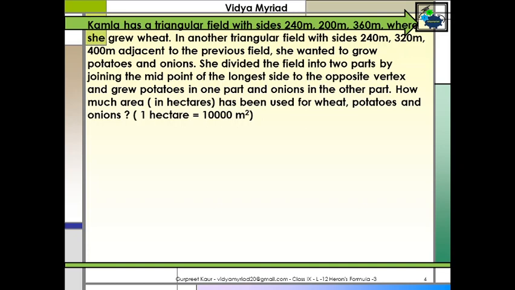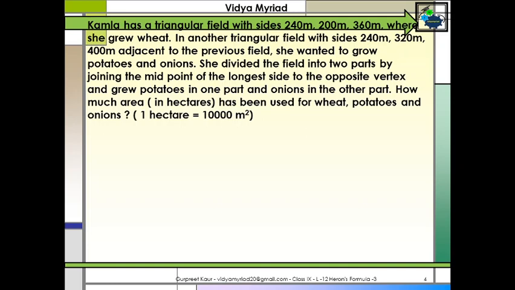Next question, it's very important. It's regarding Kamla who wants to grow wheat, and certain dimensions are there. There is another triangular field with 3 sides given, and they are all adjacent to one another, and she divided the field into 2 parts by joining the midpoint of the longest side. Now what I have to do is find out the area that was used for wheat, potatoes and onions, and I have to find out the area in hectares.